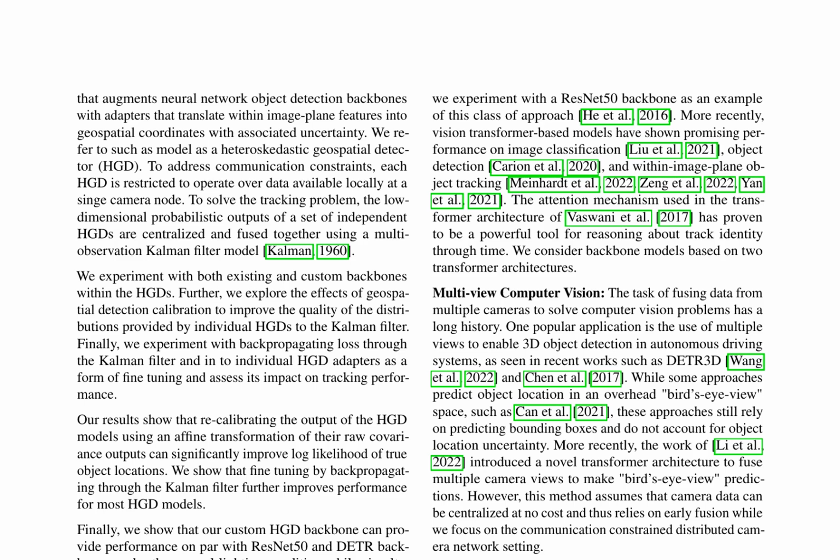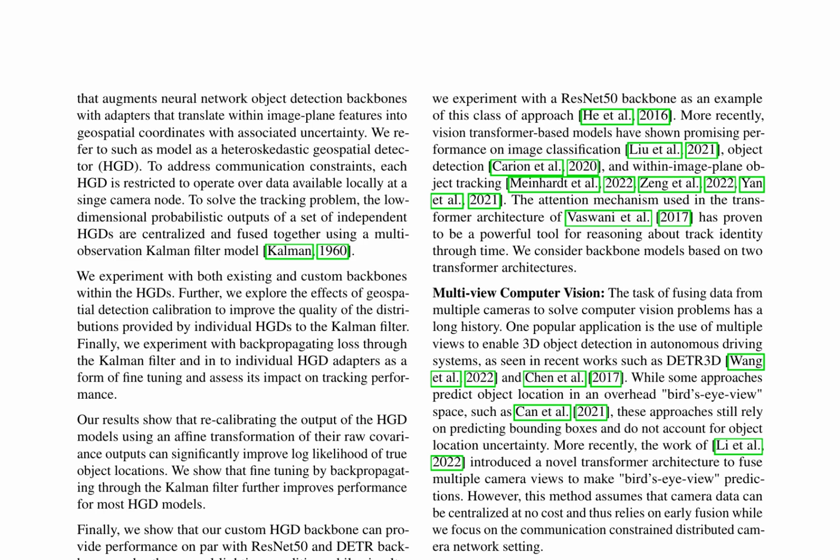The authors present a modeling framework for addressing this task, which involves augmenting neural network object detection backbones with adapters that translate within-image features into geospatial coordinates with associated uncertainty. They explore how uncertainty calibration and fine-tuning through a differentiable tracker affect performance. The authors experiment with both existing and custom backbones within the HGDs and assess the impact of geospatial detection calibration and fine-tuning on tracking performance.